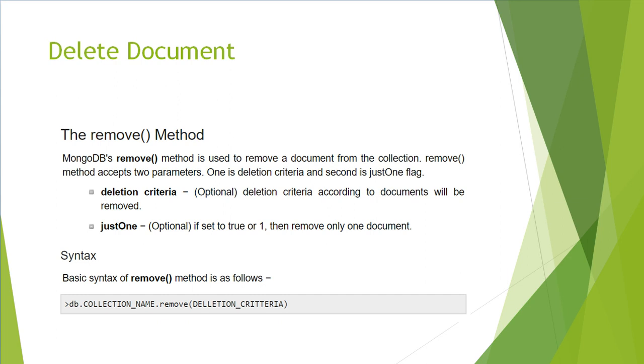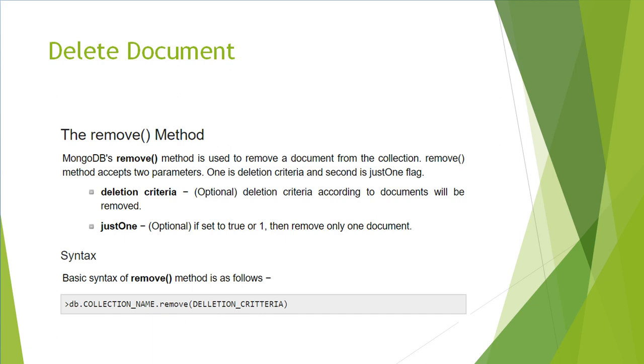So how do we use it? With the basic syntax, pretty straightforward: db.collection name, whatever collection we have. The collection that we created last was called AK. And if you want to remove a document, then we can specify it here.